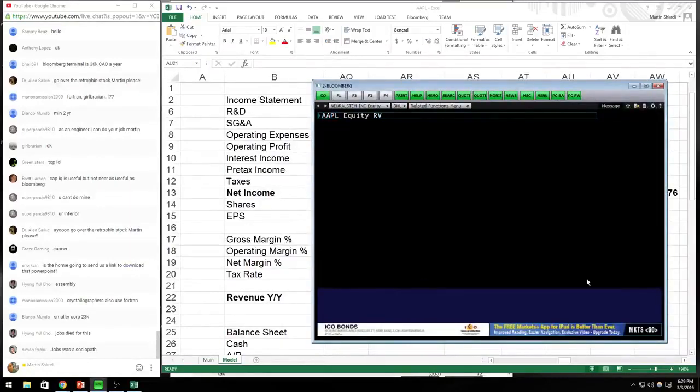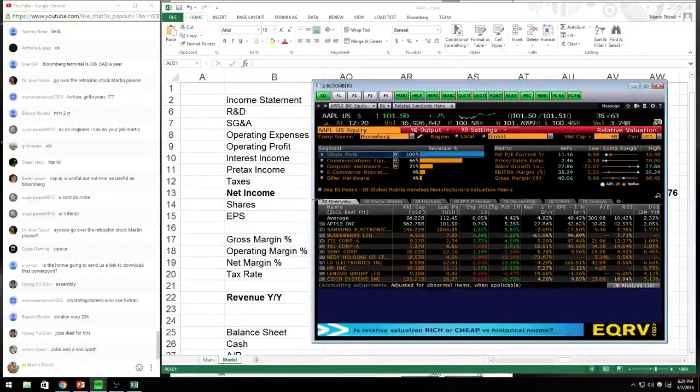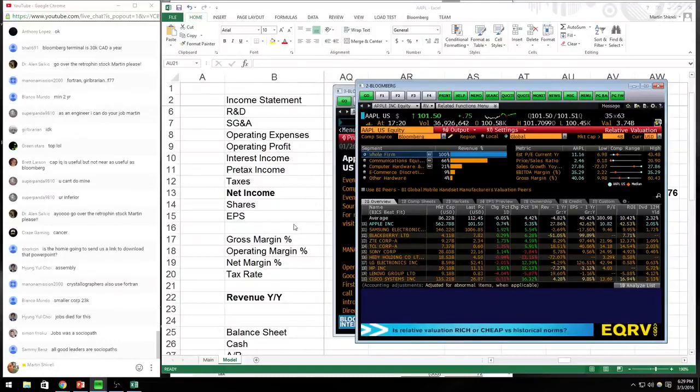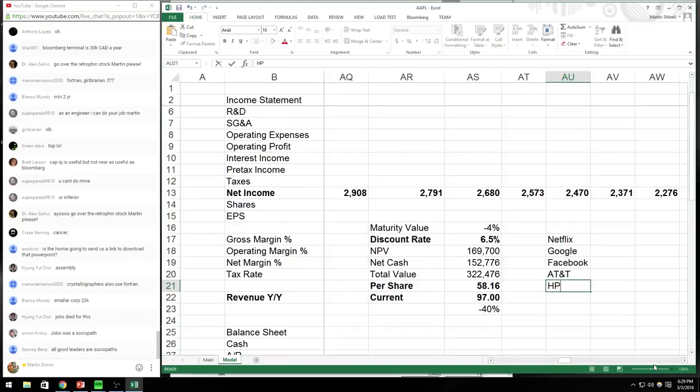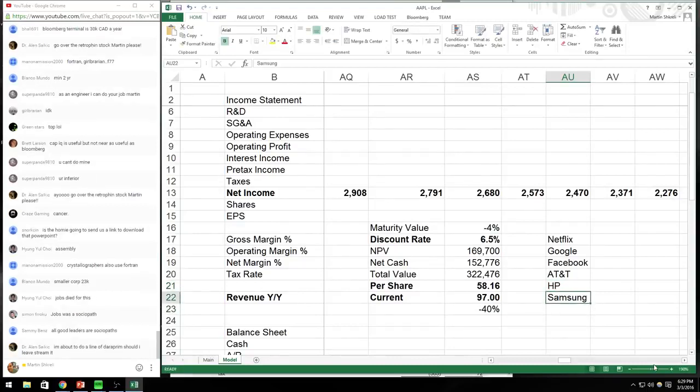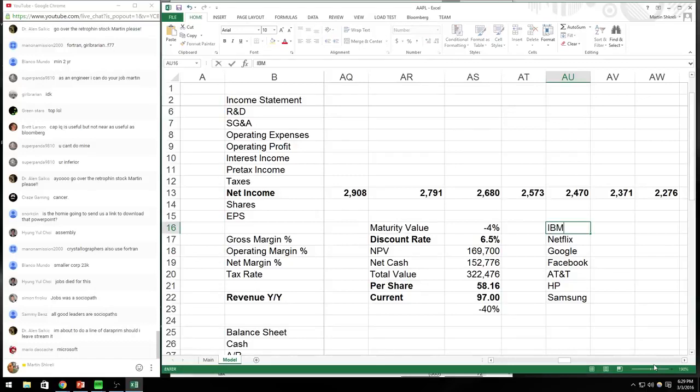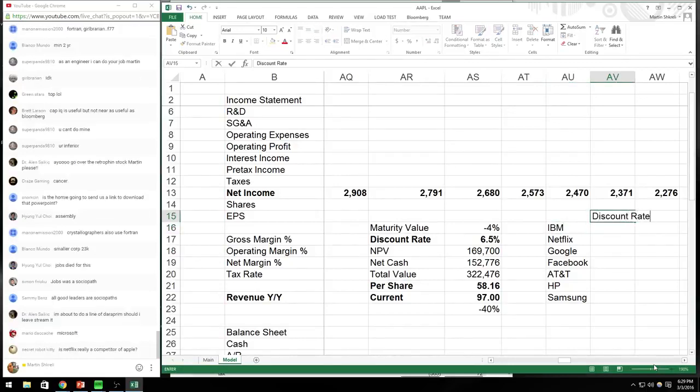We take RV and Bloomberg. We get a good guess. IBM, Samsung, Sony. Those are a few, to name the least. Just big tech giants, big diversified. Apple's not that diversified, but tech giants. What are the discount rates we're going to give to all of these guys?